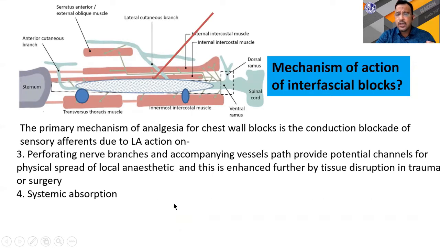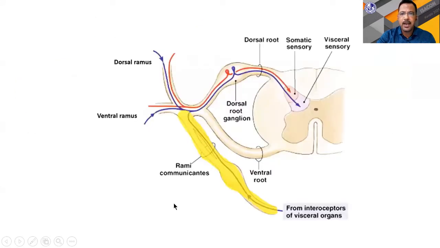And also, the perforating nerve branches and the accompanying vessels provide a potential channel for the spread of local anesthetics, and this is further enhanced by the tissue disruption in trauma or surgery, and the systemic absorption, which is one of the actions. So these are the four different mechanisms of action of interfascial plane blocks.